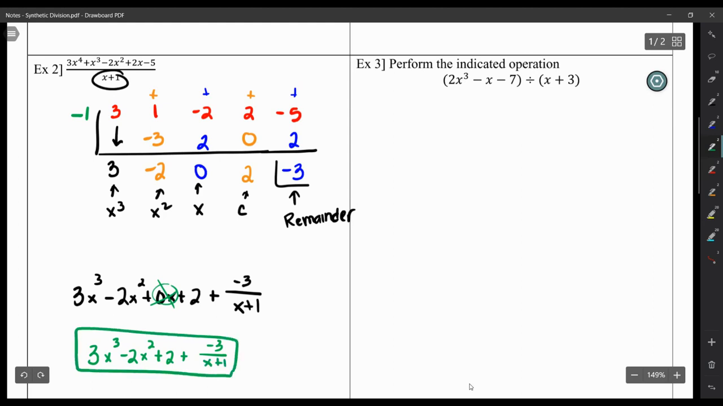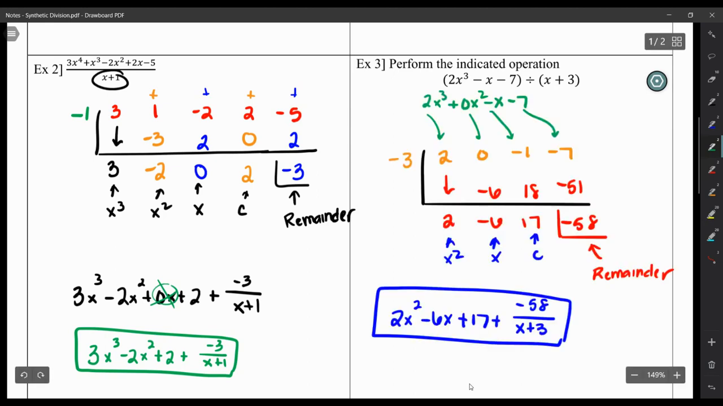I want you to pause the video and try example 3 on your own using synthetic division. Remember, replace any missing variables with a 0 coefficient in the front. And here's what you should have had for example number 3. You should have replaced x squared with a 0, and then drop the first one, multiply, add, multiply, add, multiply, add. There's the remainder, constant, x and x squared.